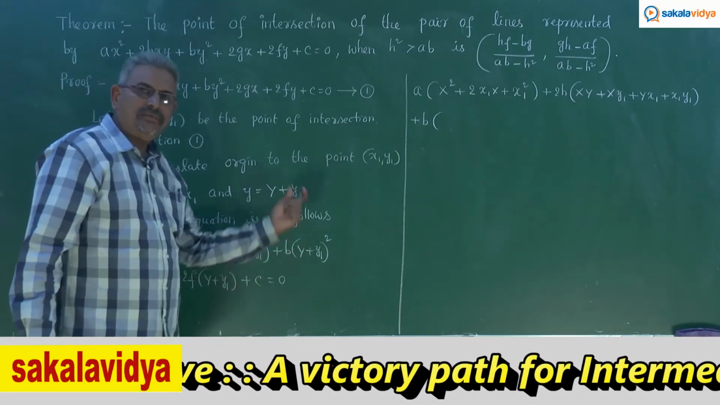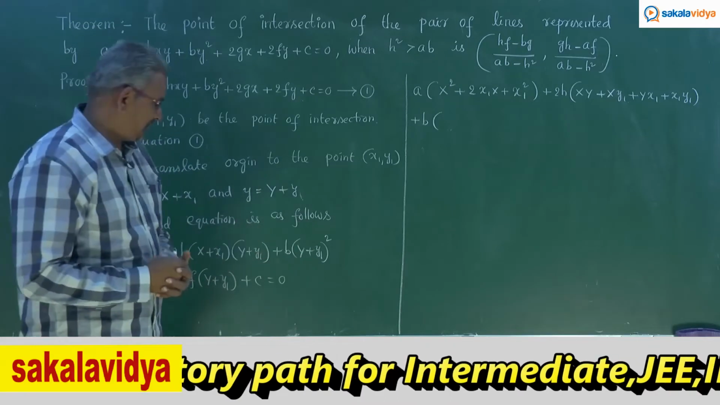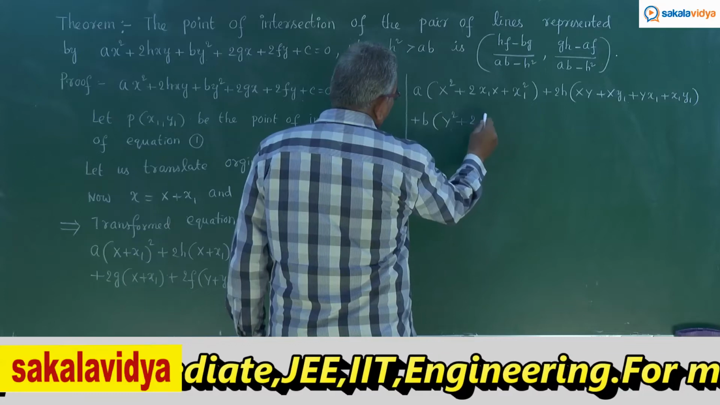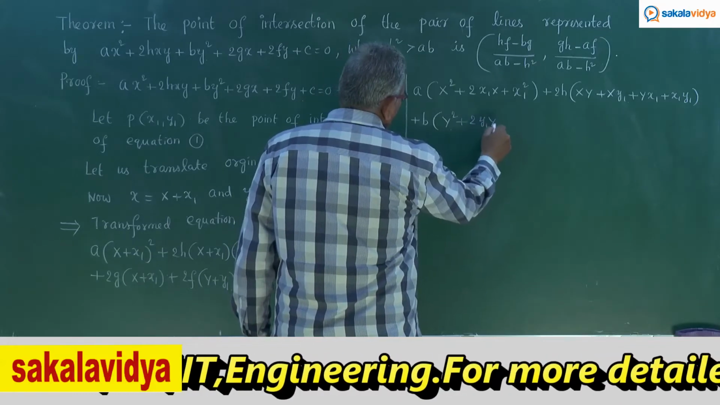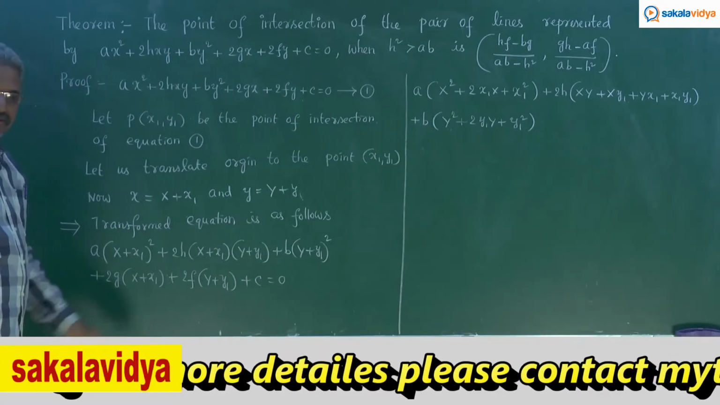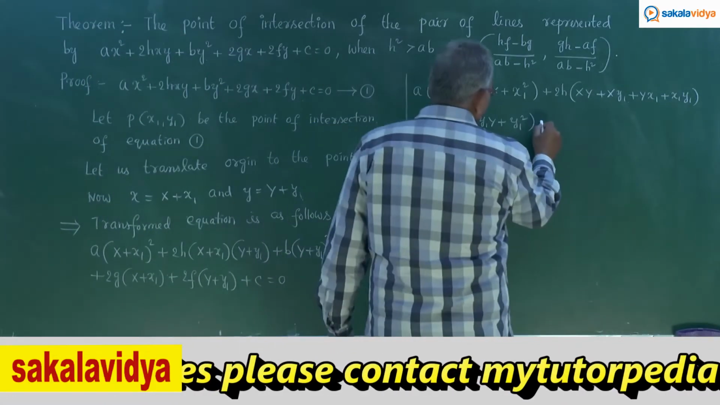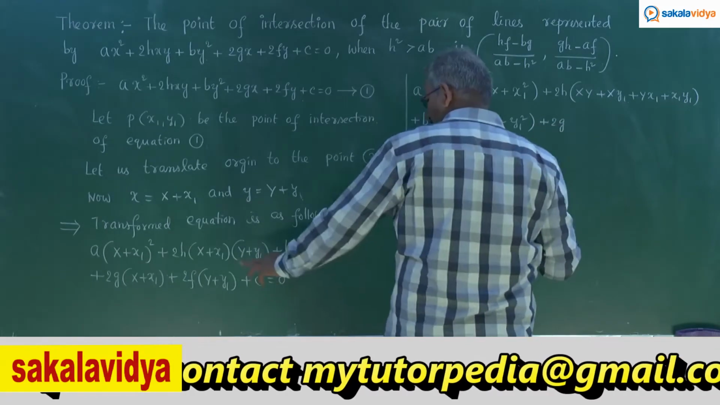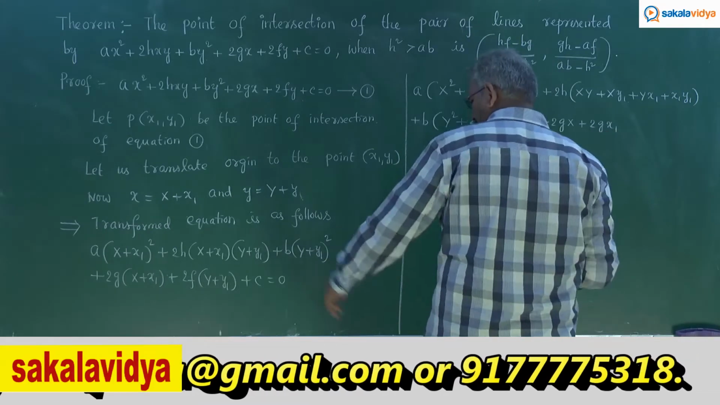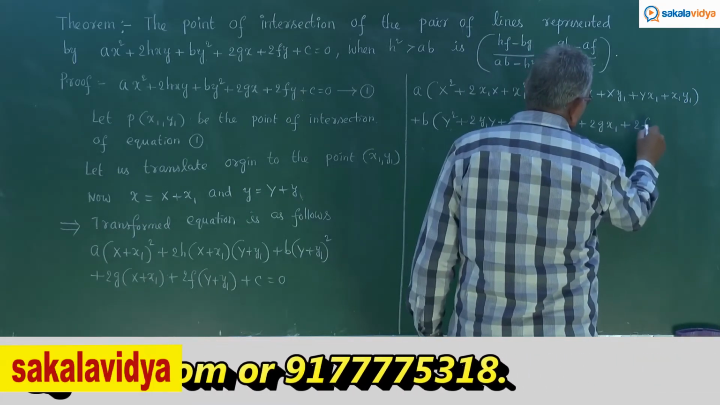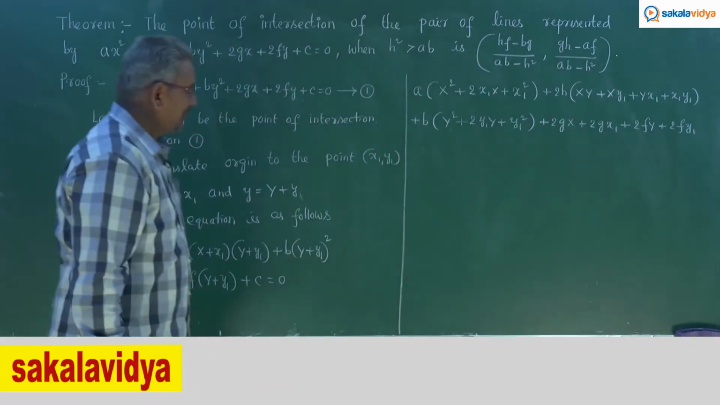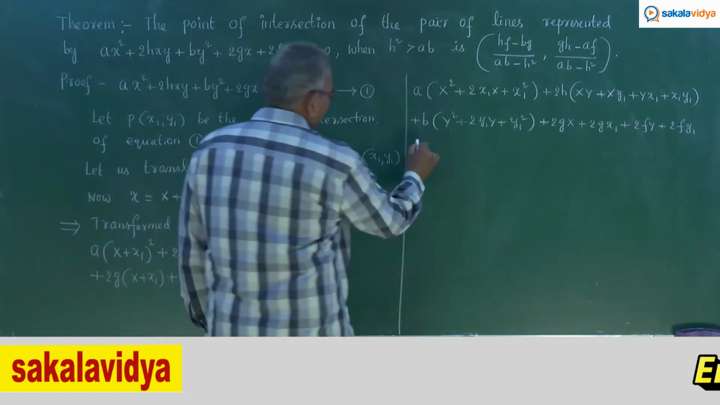This is also in the form of a plus b whole square, so that we get capital Y square plus 2 y1 into capital Y plus y1 square, and plus 2gX plus 2gx1, plus 2f capital Y plus 2f y1, now plus constant c equals to 0.